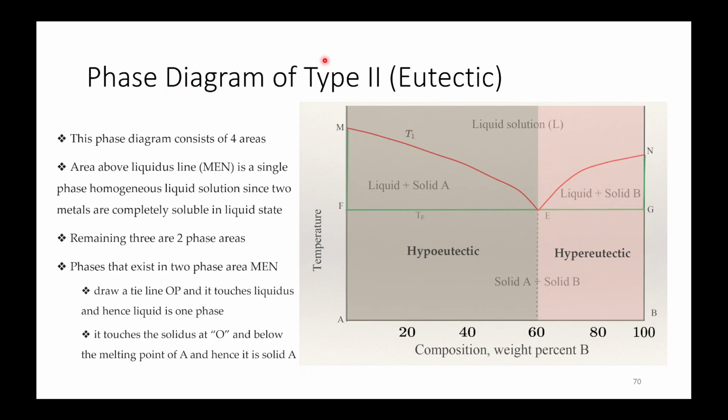Second, type 2 of phase diagram, it is eutectic with having complete solid solubility.